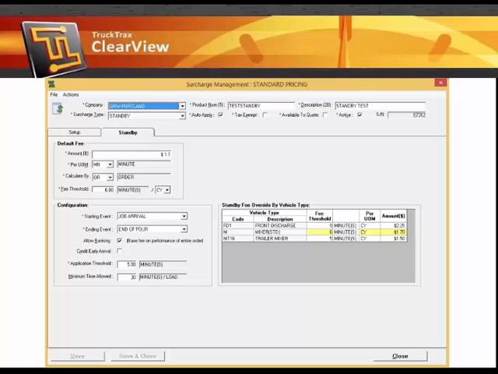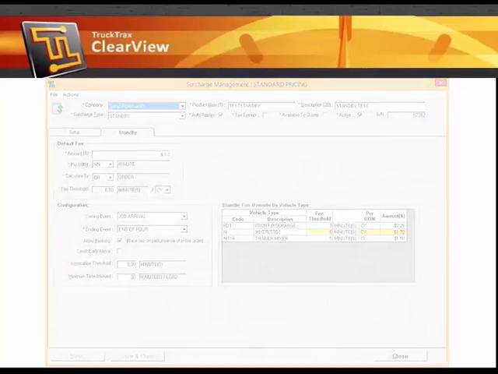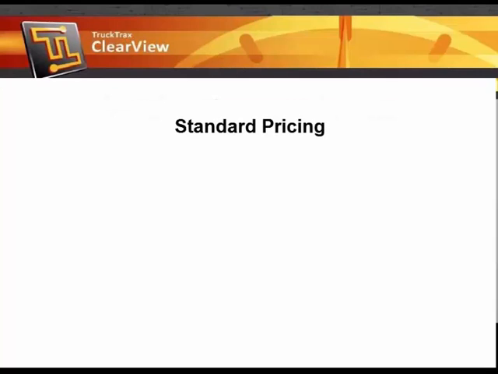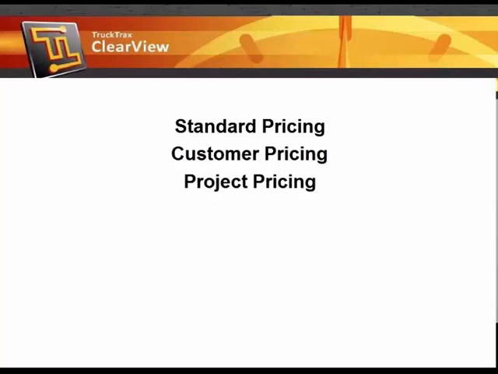We'll go into the specifics for each type of surcharge in a future tutorial. Those are the surcharge types. Just as with product pricing, surcharge pricing can be set at multiple levels. The levels are standard pricing. This is pricing that applies to all customers who do not have specific surcharge pricing set for them. Customer pricing surcharges can be modified for pricing criteria and applied to a specific customer. Project pricing, like customer pricing surcharges, can be modified for pricing criteria and applied to a specific project. Quote pricing surcharges can be modified and applied to a specific quote, and job pricing surcharges can be modified and applied to a specific job.